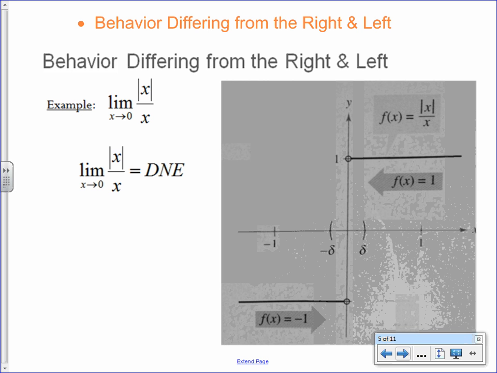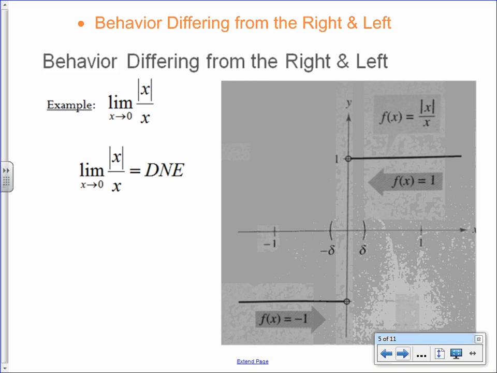First of all, the limit as x approaches 0 of the absolute value of x over x does not exist, because as we approach 0 from the left, we're approaching -1, but as we approach from the right, we're approaching 1. Since those two aren't approaching the same y value, we say our limit does not exist. Don't worry about that weird symbol right now. Now, why does this graph look the way that it does?